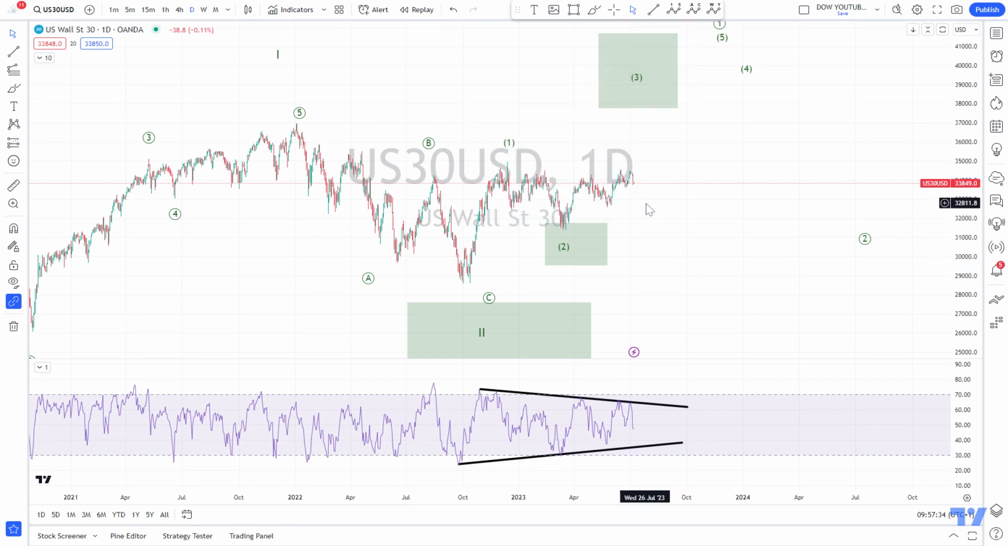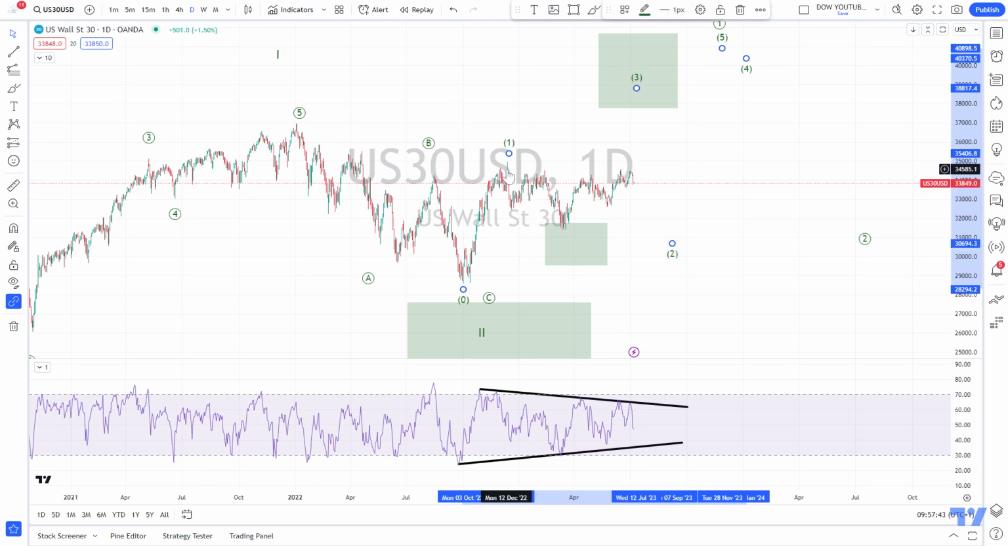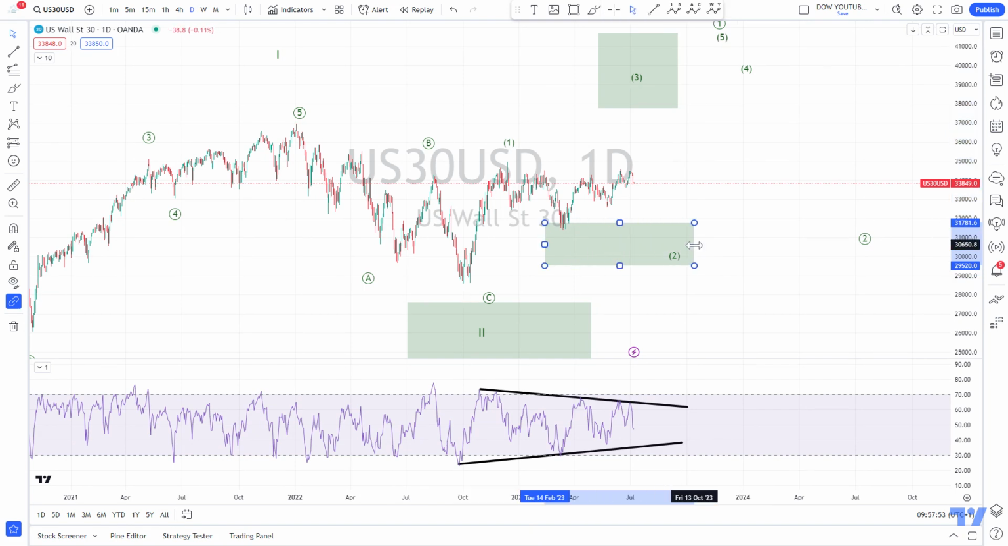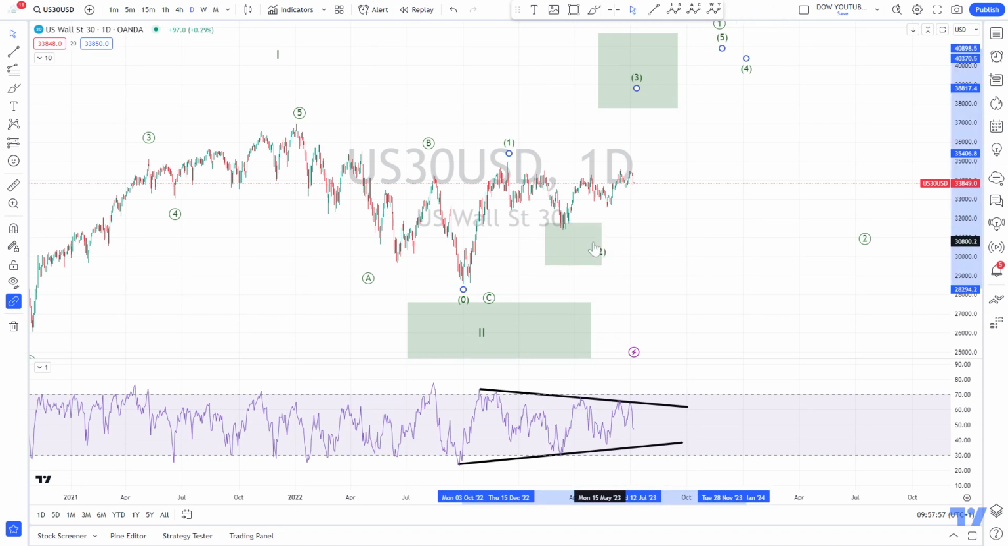Now here, same situation as on the weekly. As long as we do not take out this high here, it could still be that this wave 2 is still ongoing. It could be that this is an A, this was our B, and that we are now doing a C downward to penetrate deeper into this area here. So it is quite important that we take out this high.